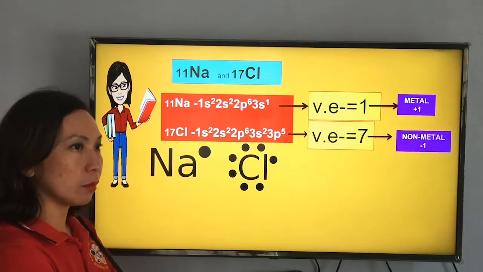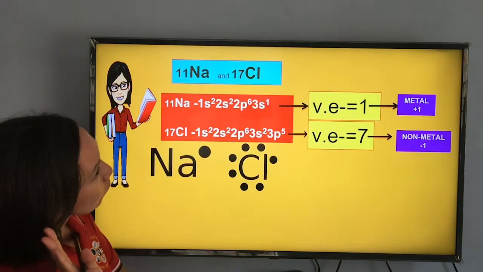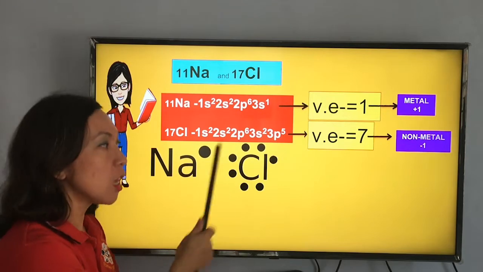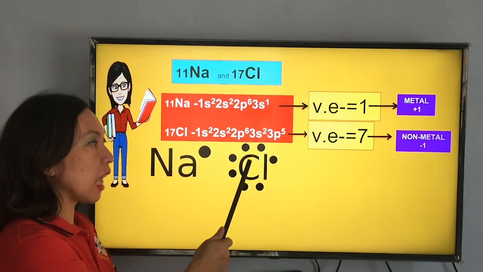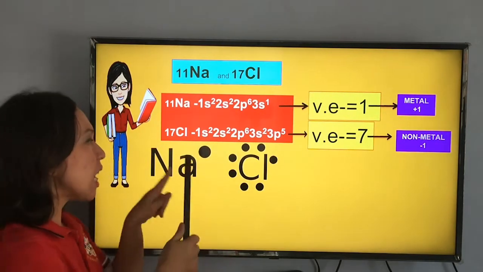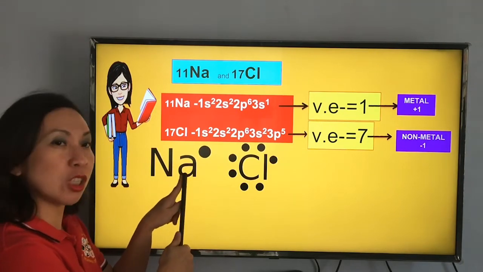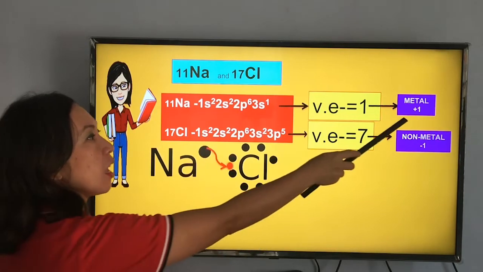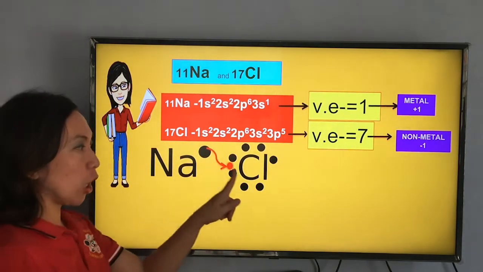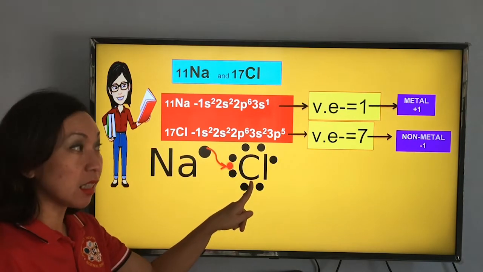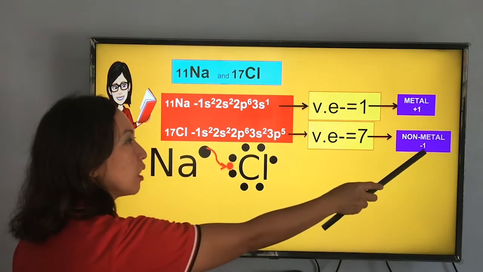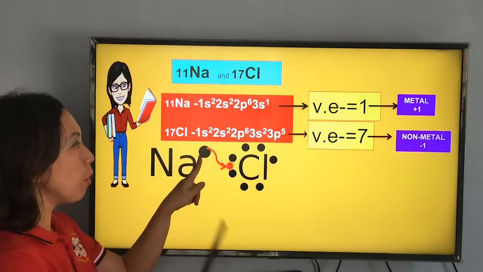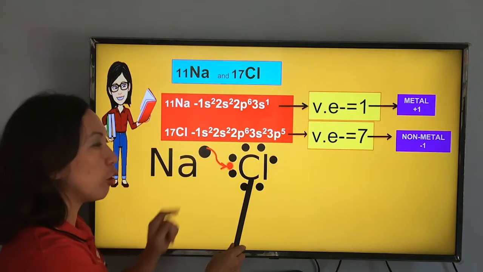Mag-lose or mag-gain? Okay, tama. Dapat siyang mag-lose. Si chlorine, para mag-stable, kailangan niyang mag-gain. Ilan ang kailangang i-lose ni sodium? Isa. That's why it is positive 1. Si chlorine, kailangan niyang mag-gain ng isa. That's why it is negative 1. So this valence electron of sodium should be transferred here kay chlorine.